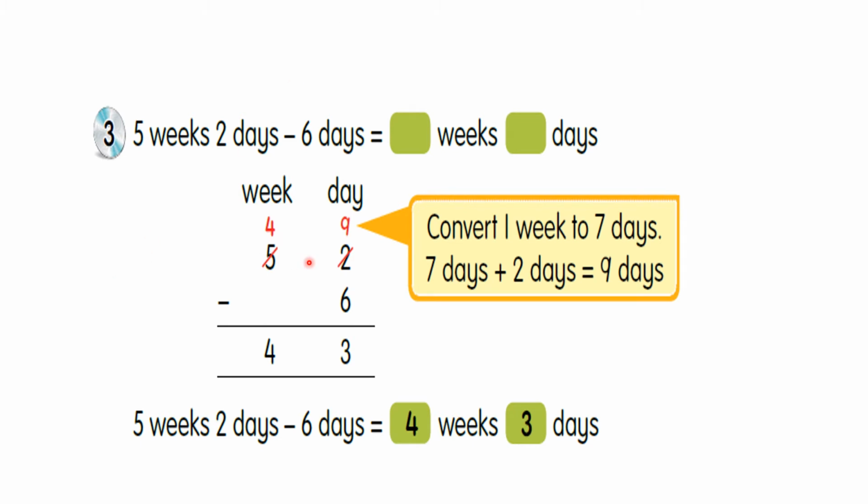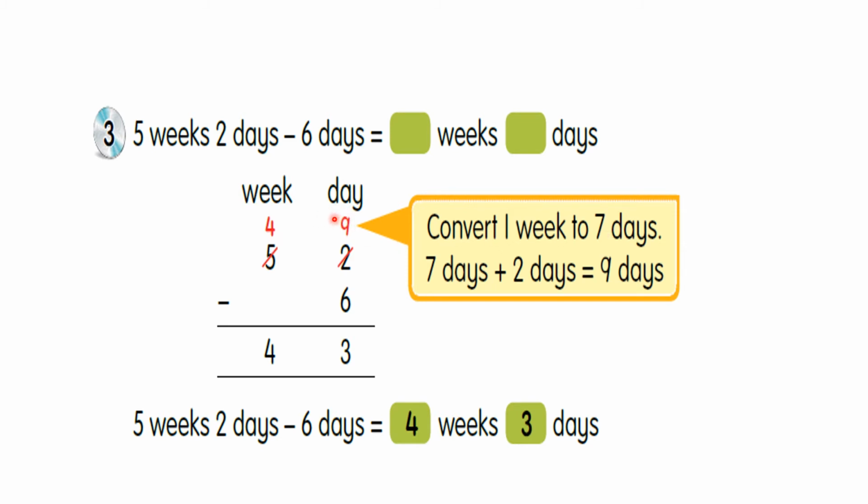Okay. 5 weeks, 2 days. 2 cannot minus 6. Just write 6 here because days. Here nothing, 0, because no weeks. So cannot, so you're going to borrow from week. If you borrow 1 week, convert 1 week to 7 days. So here will come 7.